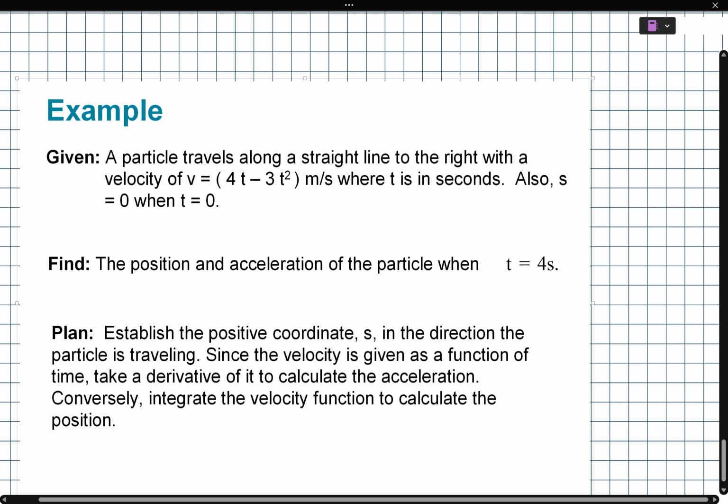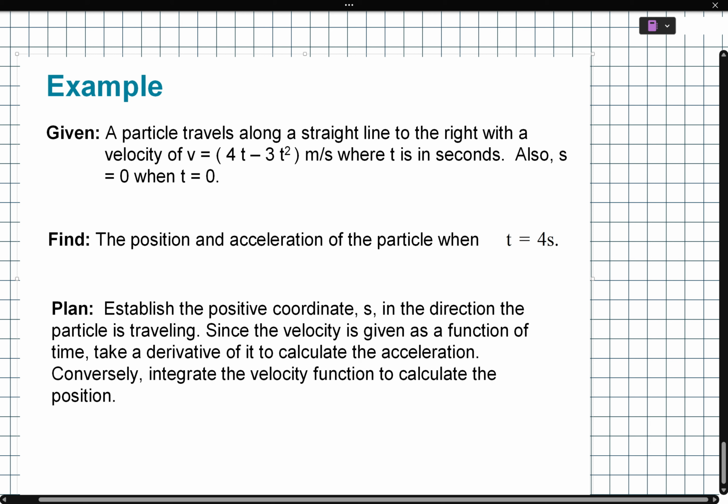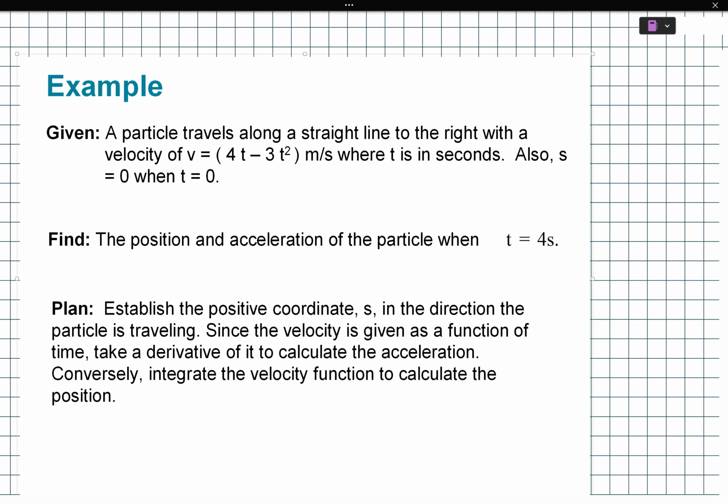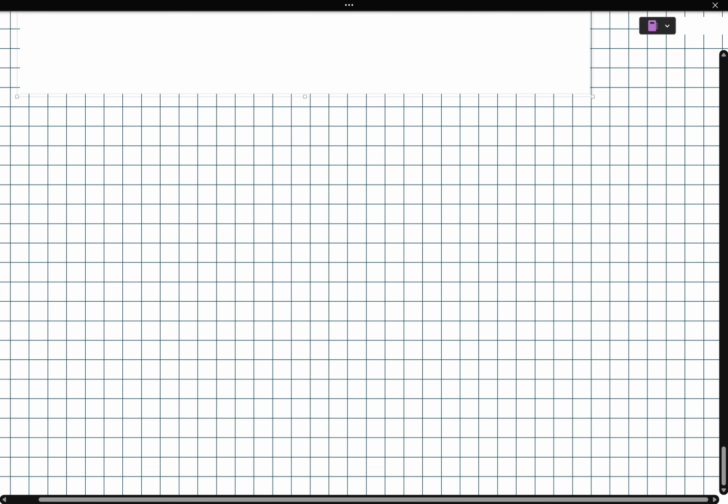First we have to do some planning. Our plan should be to establish the positive coordinate s in the direction the particle is traveling. Since the velocity is given as a function of time, we take the derivative of it to calculate the acceleration. Conversely, we integrate the velocity function to calculate the position. All right, let's look at it.